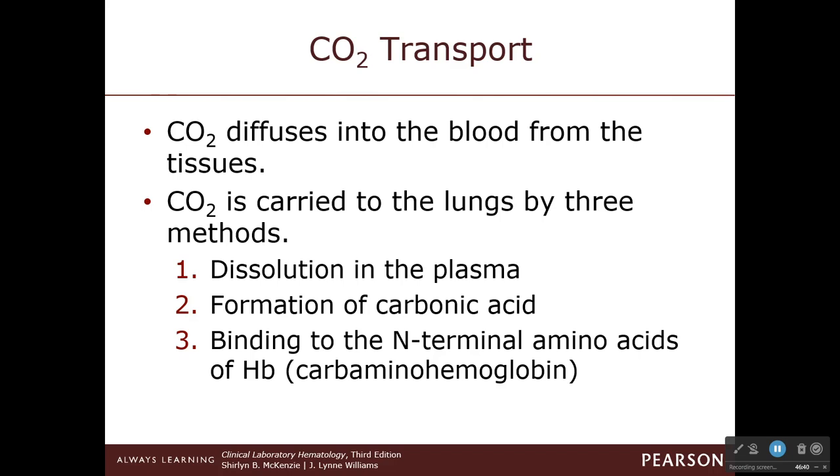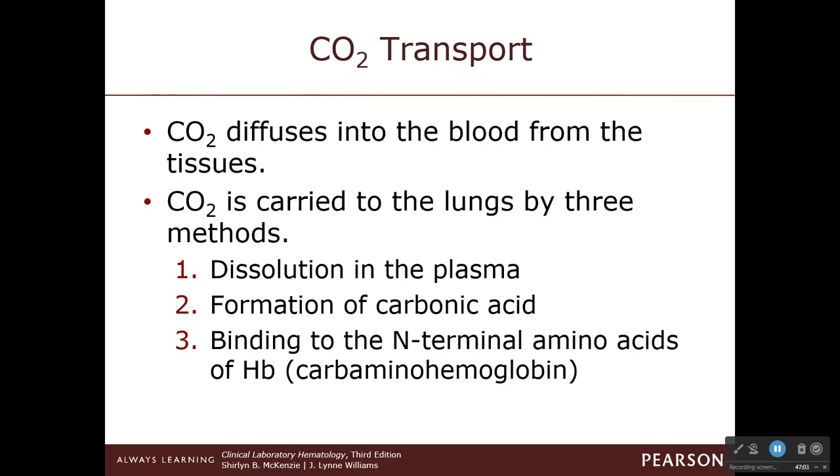Okay? Three ways our body can get rid of CO2. First thing, it can dissolve in the plasma. What does that mean? Does it stay a gas? No. It kind of dissolves into the plasma and then it's just taken out.